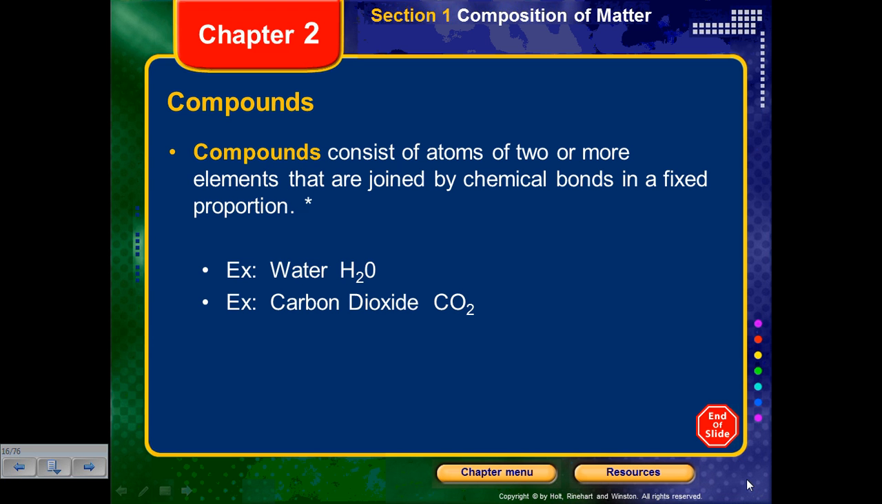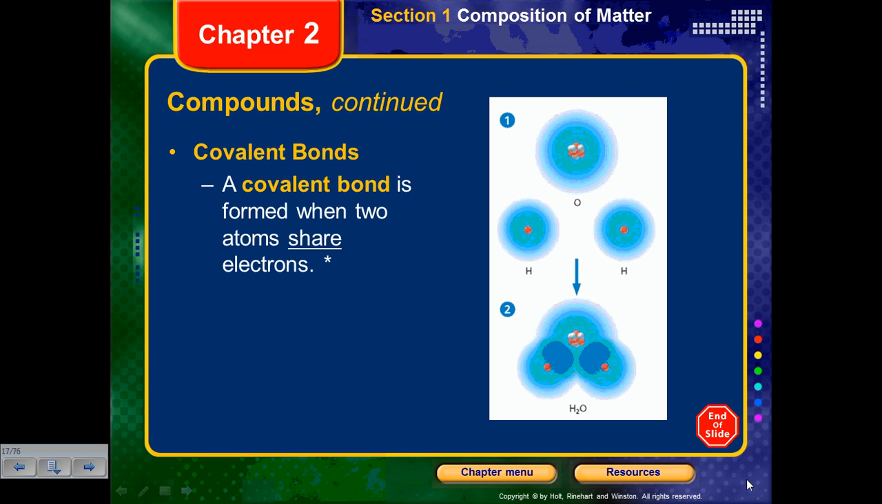So compounds are formed, we said, by joining them together. Well, they join together by a process called bonding, right? And there's a couple different types of bonding that you probably learned about last year, hopefully. Covalent bonding and ionic bonding. Remember those? Well, I hope so, because we're about to do covalent. All right, so covalent bonds are when atoms share electrons. Formed when 2 atoms share electrons.